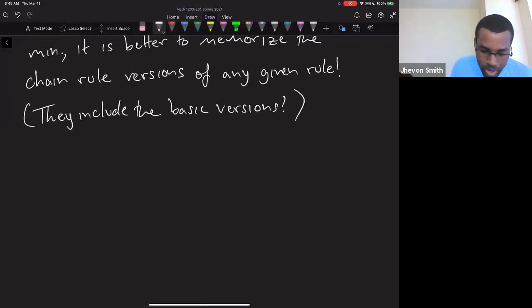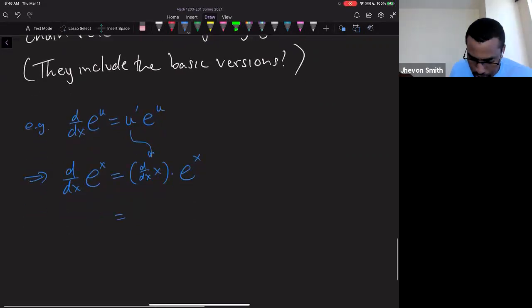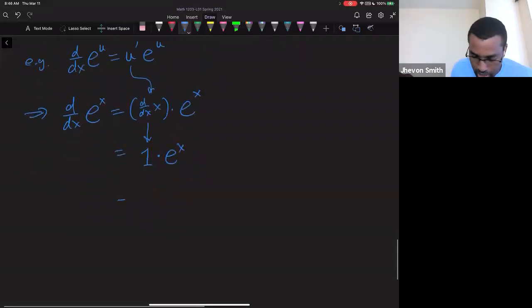So, for example, if I memorize this, then what is my derivative of e to the x? Well, it's going to be the derivative of x, that's the u prime, times the original function, e to the u. But the derivative of x is just 1. So that gives you back e to the x. So you get the rule back.